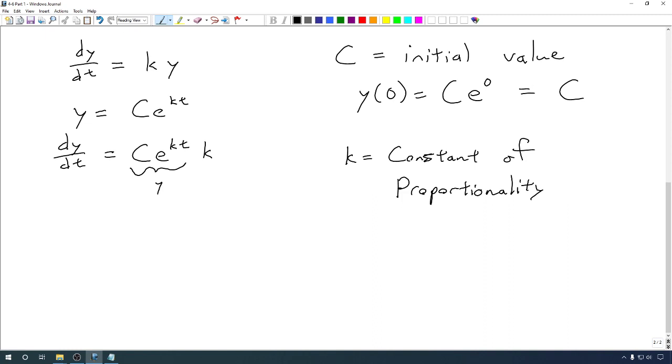Now, this is not really a differential equations class, so we're not going to go too far into this. We're just going to use the fact that we know this is a solution to solve various problems. Basically, look at some examples.